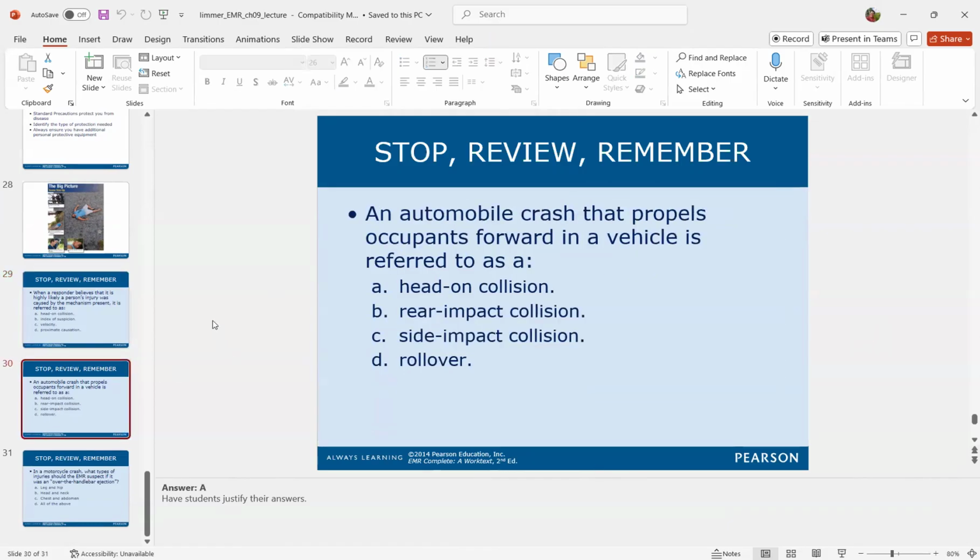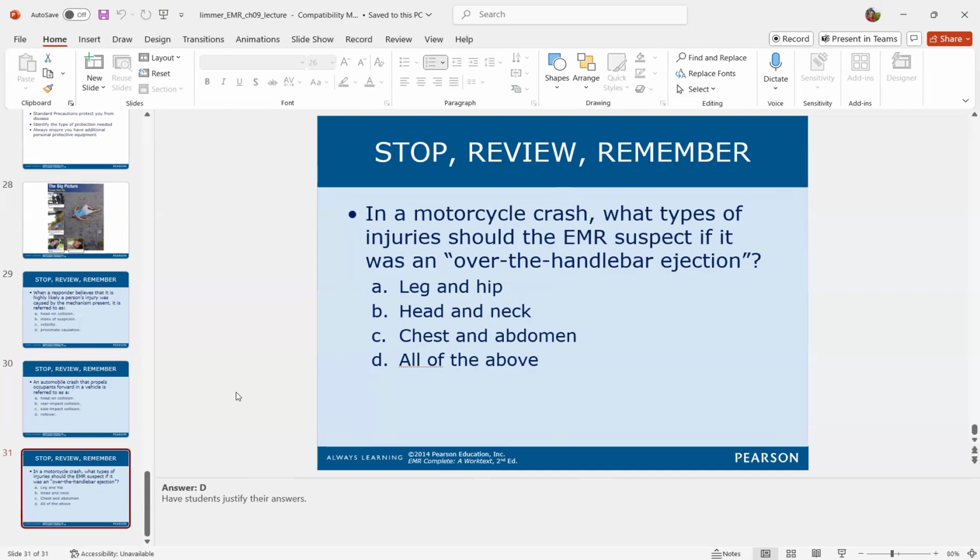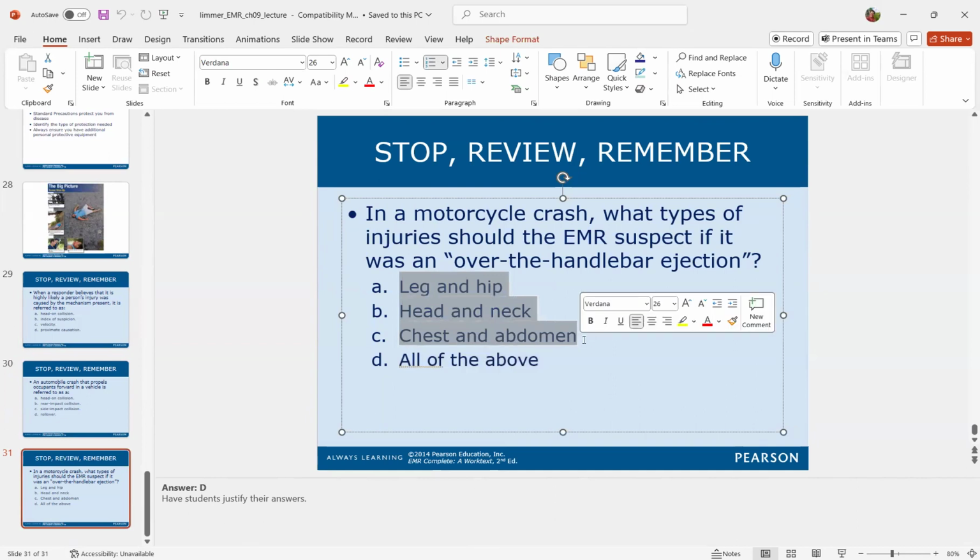An automobile crash that propels occupants forward in a vehicle is referred to as a head-on collision. In a motorcycle crash, what type of injury should the EMR suspect if it was an over-the-handlebar ejection? This is going to be everything: leg, hip, head, neck, chest, abdomen, because their legs are going to be hit, but also they're going to hit the pavement and everything else is going to be hit. So it could be all the above.